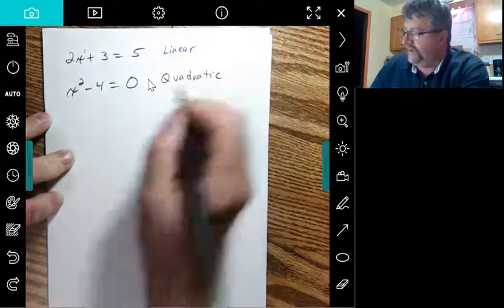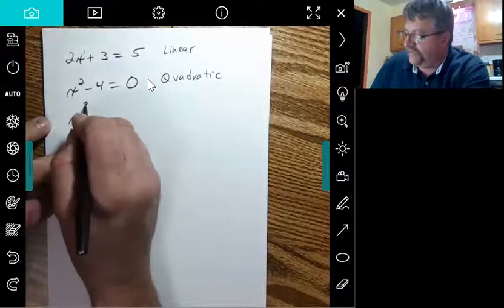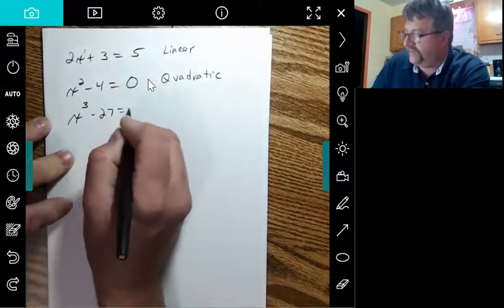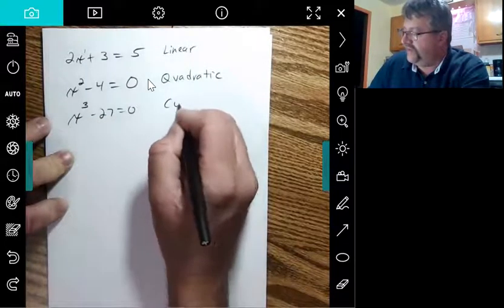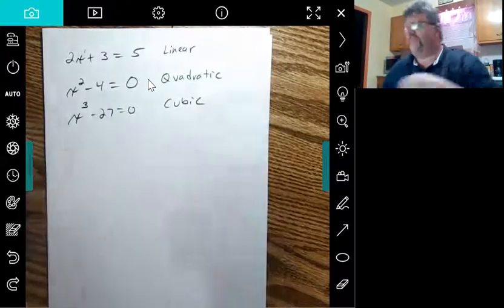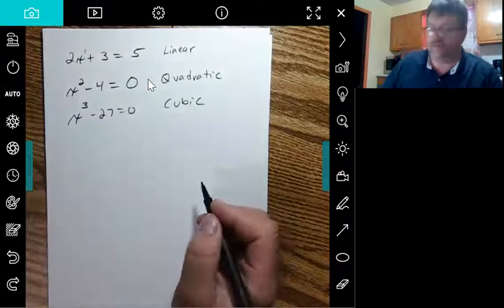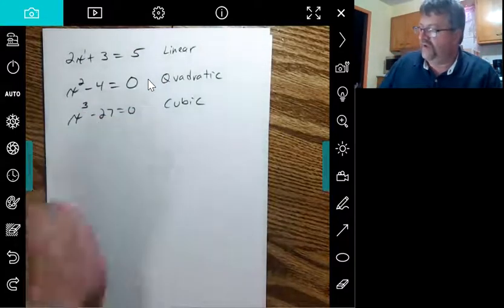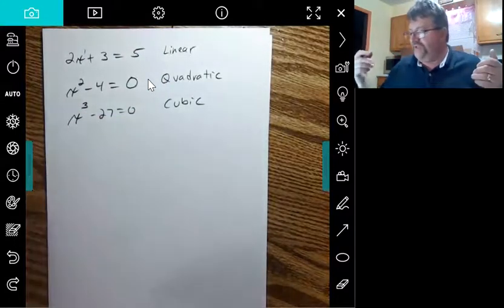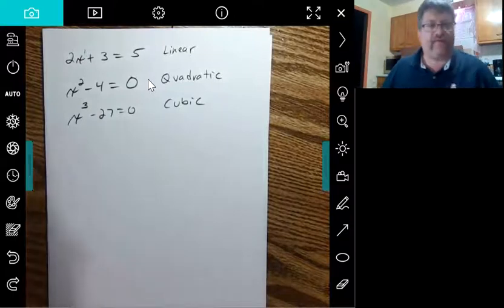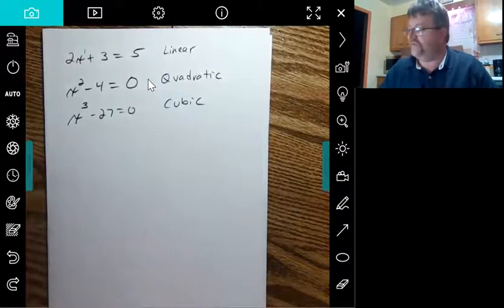Quadratic. Okay? If we had an x cubed, it's called a cubic, etc. They're special names. These all fall under the category now of polynomial equations. Okay? We'll take a look at some of these. Some of the techniques for solving these higher order equations are the same, and some are different.